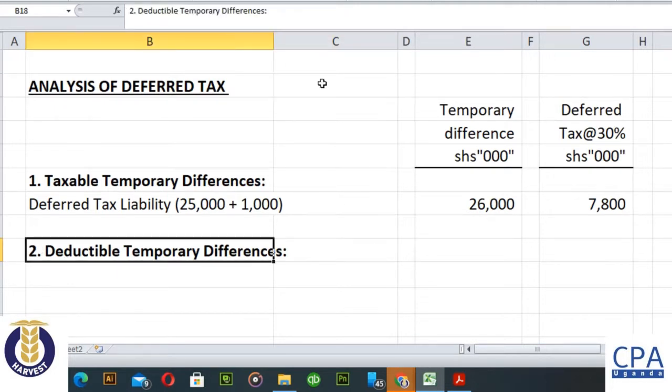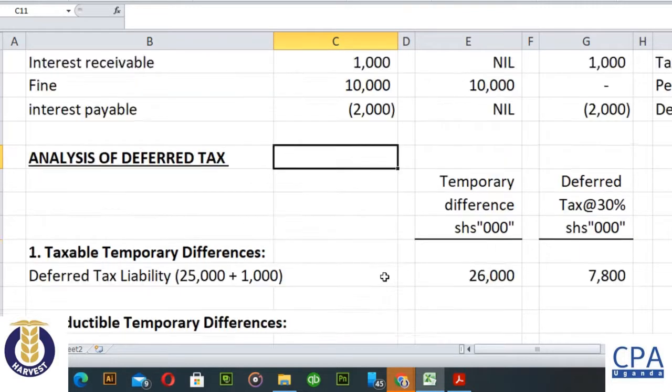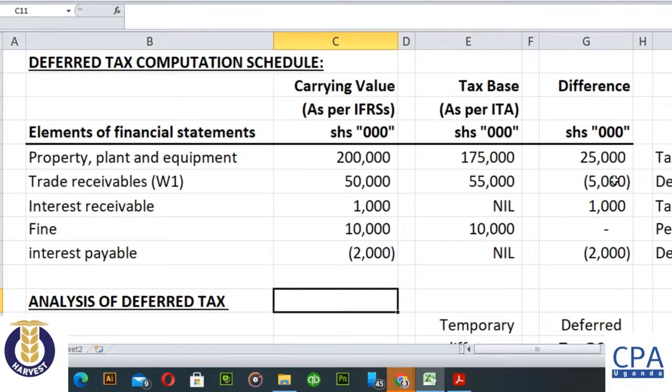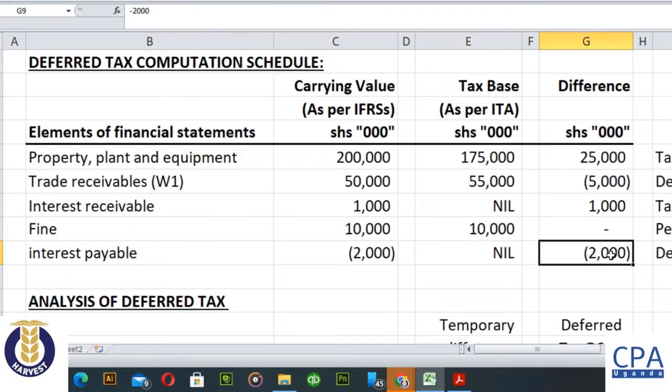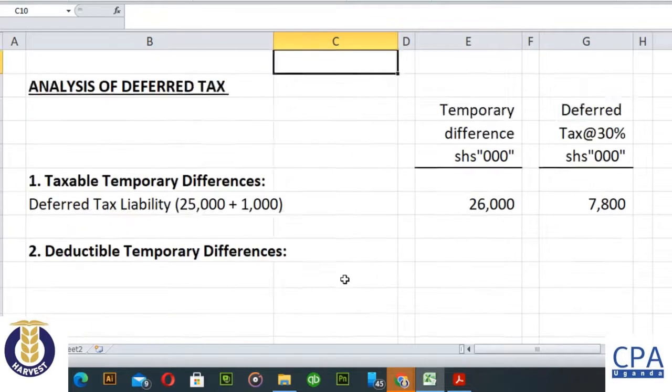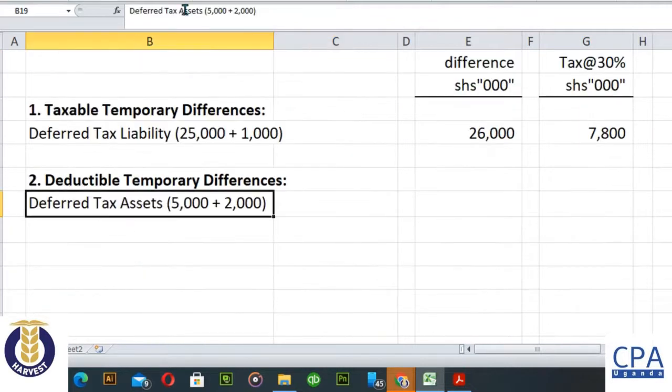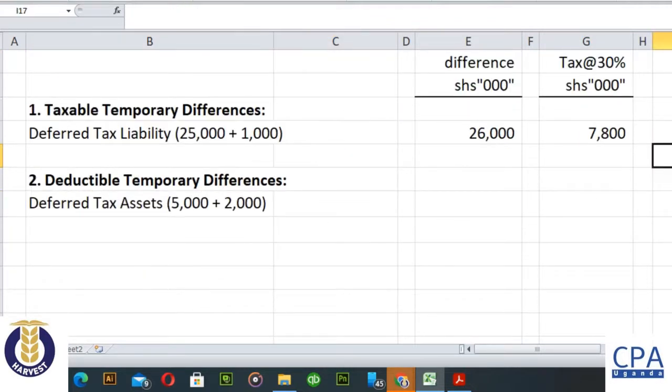So right now I'm going to pick up the deductible temporary differences. Those are cases where the difference is a negative, okay? And this happened under trade receivables, that's a 5 million, and interest payable, and that is our 2 million. So I'm going to add up the two.